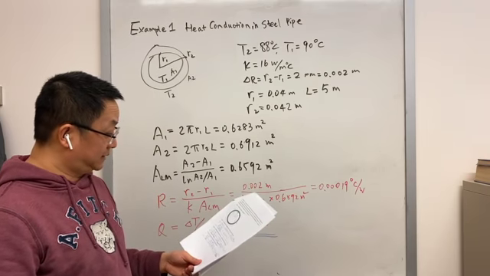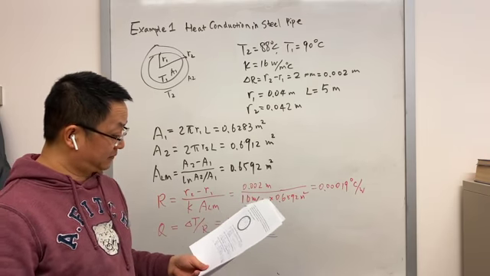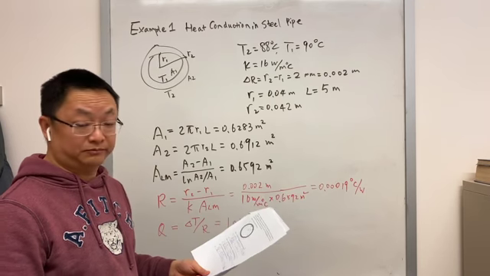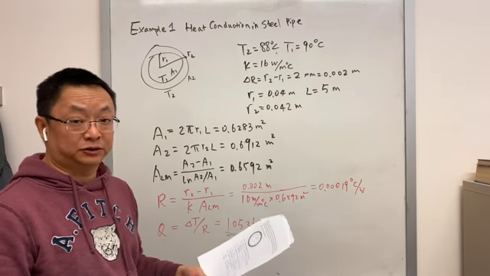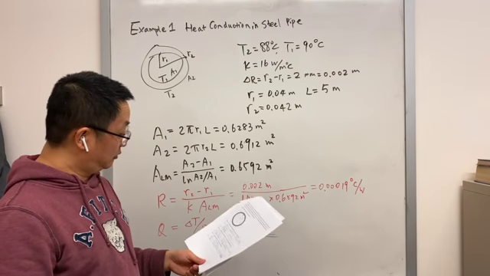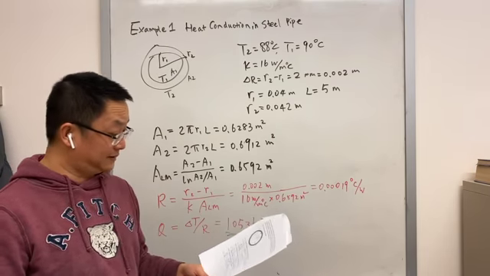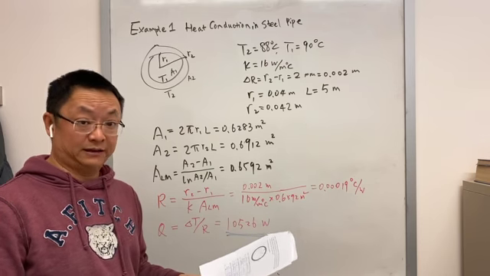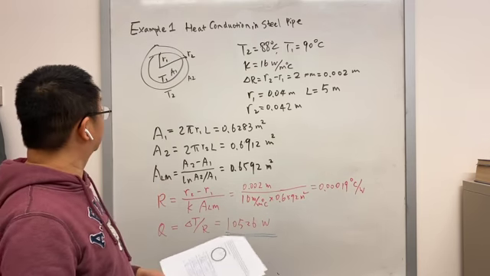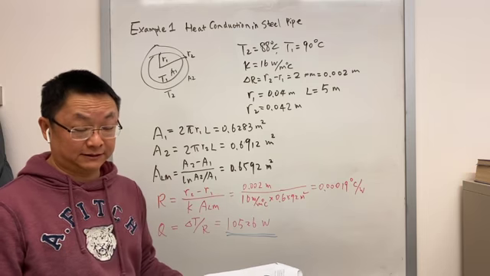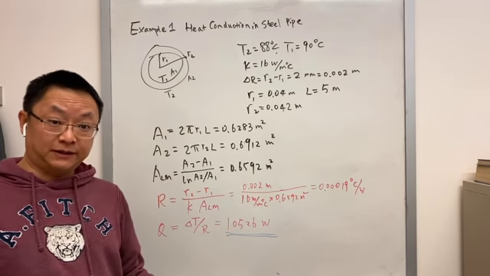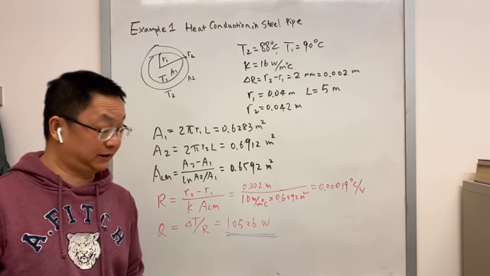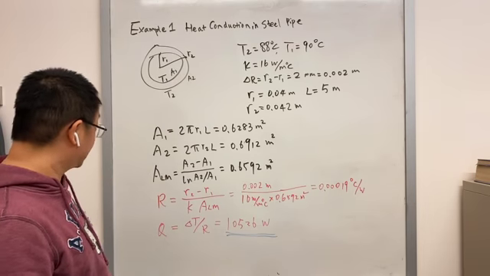Thermal conductivity of stainless steel is 16 watts per meter per degree Celsius, and the thickness of the wall is 2 millimeter. We want to calculate the heat loss if the system is at steady state and it's not insulated, because the outside surface is exposed. So this is a simple case of steady state heat conduction calculation.